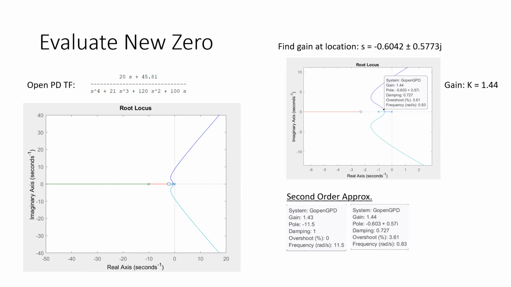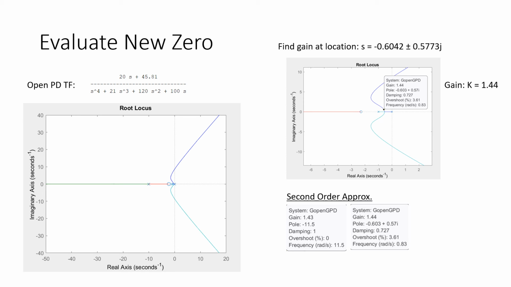Let's evaluate this new 0 now. We're going to plot our root locus for our open loop transfer function. And this is our result. We also now want to find the gain at the location that we had found before. When we go to that pole location, we see that the gain that we want is 1.44. Now again, let's check to make sure our second order approximation holds.